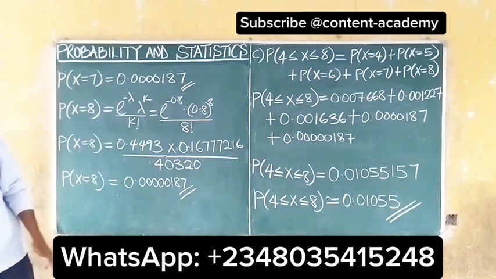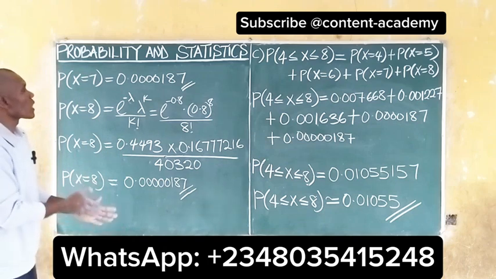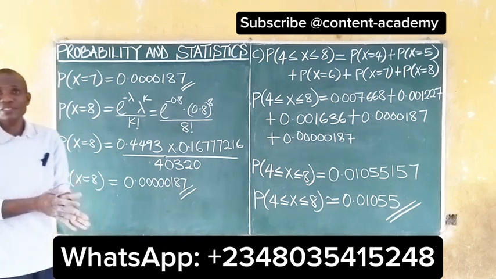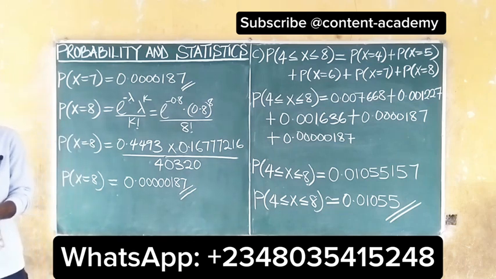So this is how we can compute different probabilities for a given random variable with its distribution.